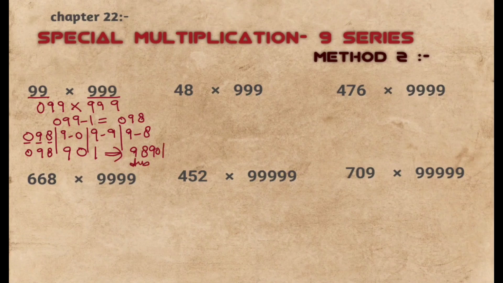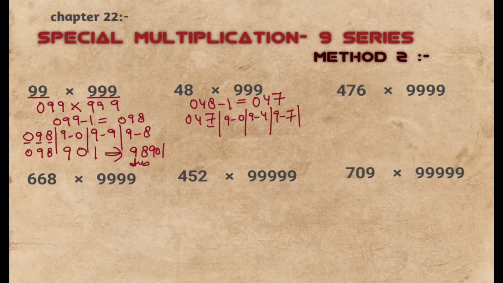Now let's take another example, which is 48 multiplied by 999. So here also first we'll equate the digits. So for 48 we'll write 048. Now we'll minus 1 from it. Now we get 047. Now here write 047. Now make a partition, 9 minus 0. Now make a partition, 9 minus 4. And 9 minus this 7.